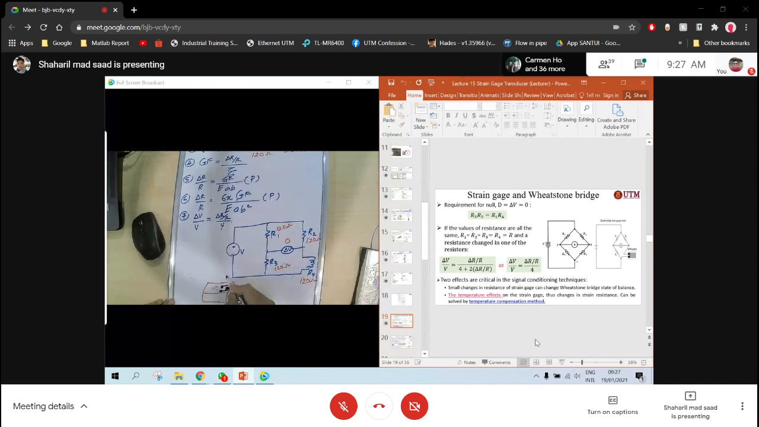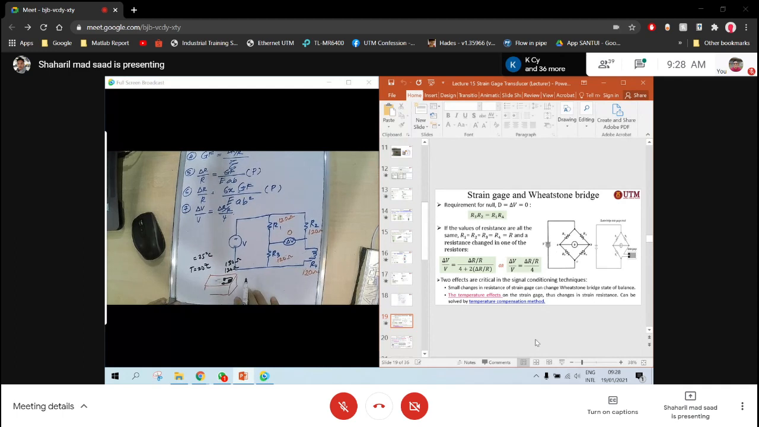Okay. So for example, the temperature at that time is 20 degrees, and your strain gauge now is 120 ohm. Now, when there are changes in the temperature, for example, your temperature is 25 degrees, this one will also change. It will change maybe to 130 ohm, for example. So how to compensate for this is by applying another strain gauge.